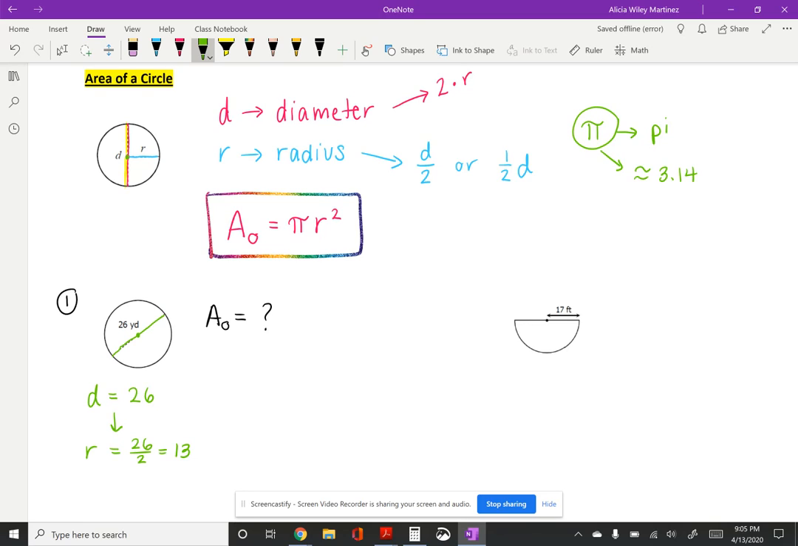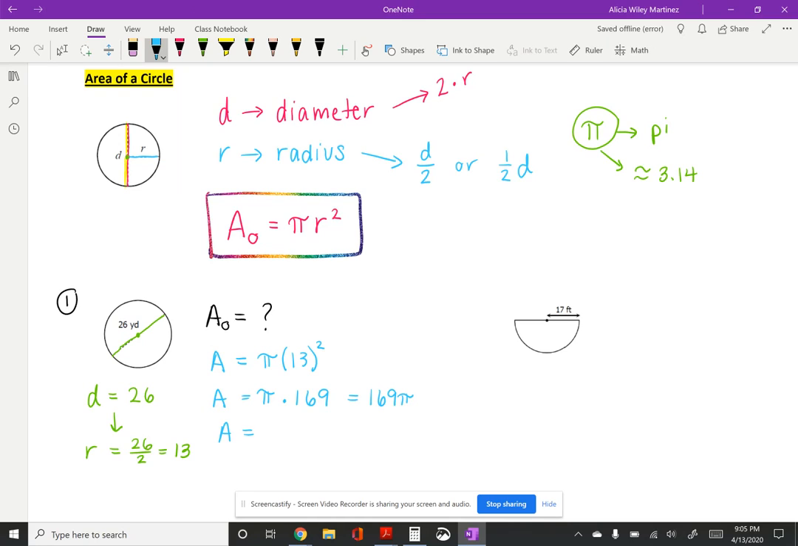To find the area of the circle, you're going to do area equals pi times r squared. 13 squared needs to be done before you multiply by pi to follow order of operations. The value of 13 squared is 169. To get an exact value, you could just write it as 169 times pi. That's as far as you could go to have an exact amount.